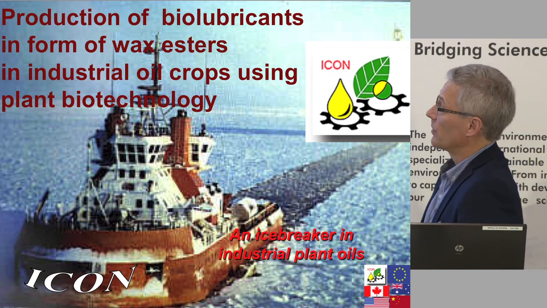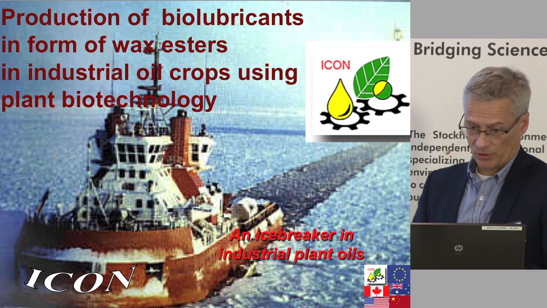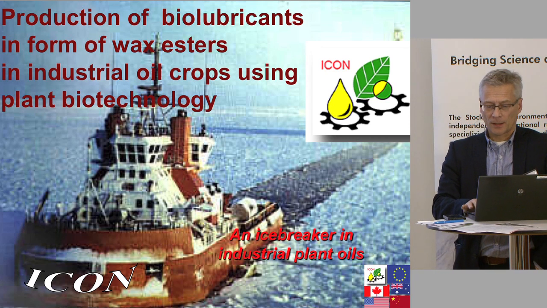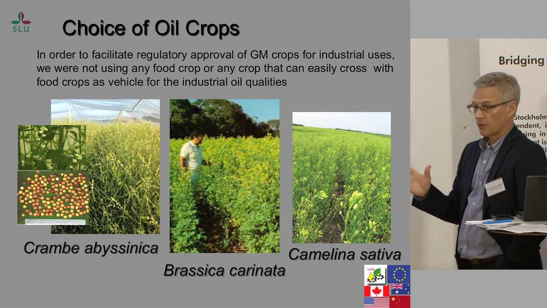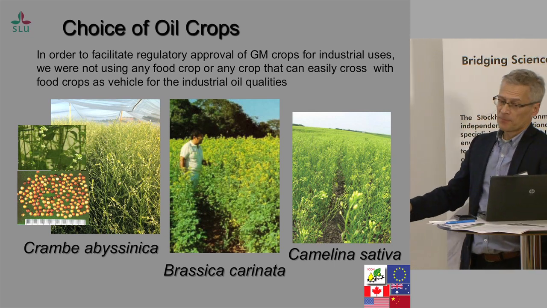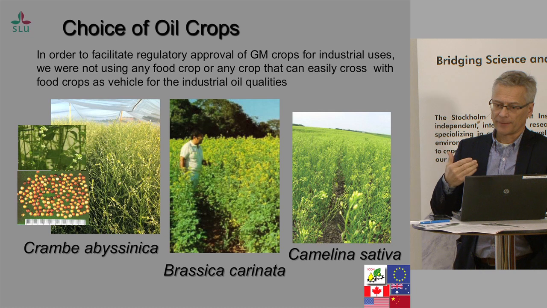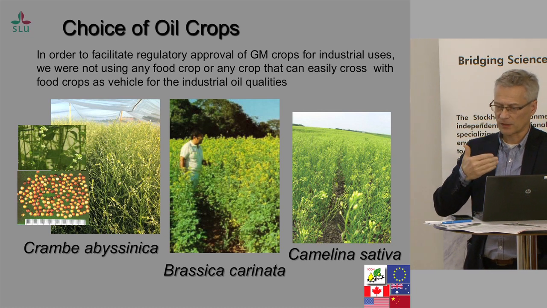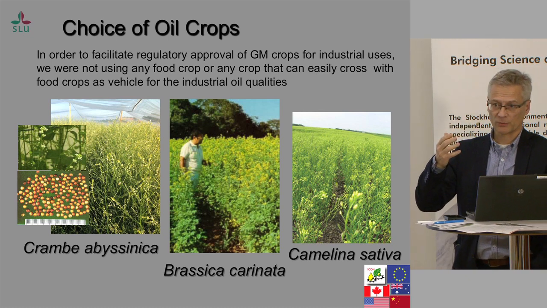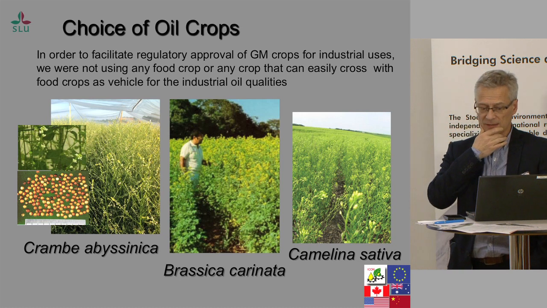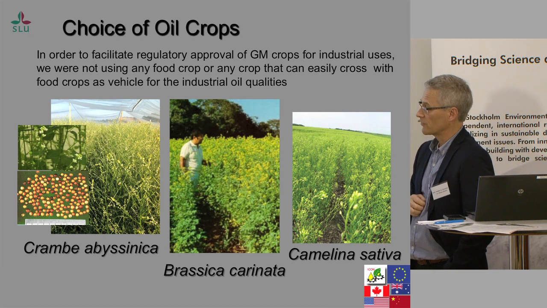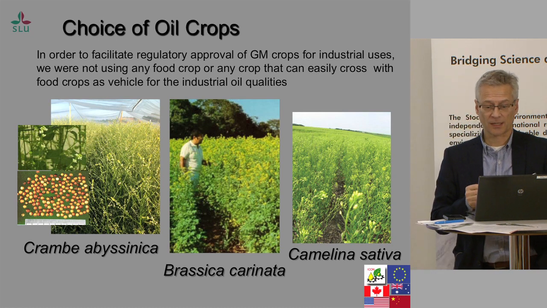So production of biolubricants in the form of wax ester in industrial oil crops using plant biotechnology was the essence of this project. The choice of the oil crops was made using the requirements that I showed earlier: they can't easily cross with anything else, and they should be able to grow and be developed using molecular techniques, and so on. So these were the three crops identified as the platforms: Crambe abyssinica, Brassica carinata, and Camelina sativa.